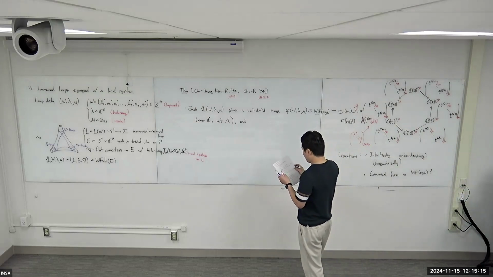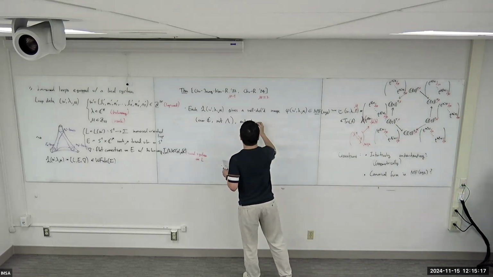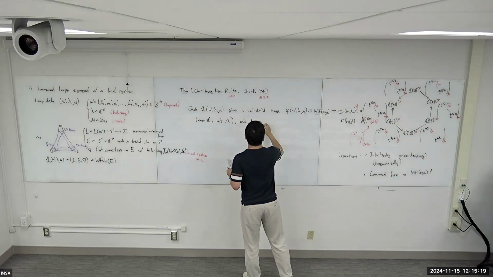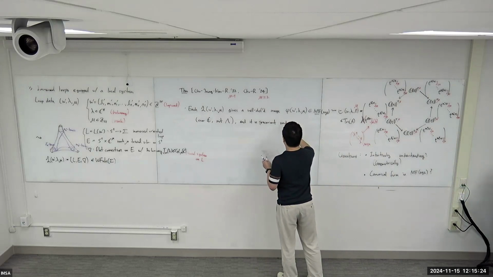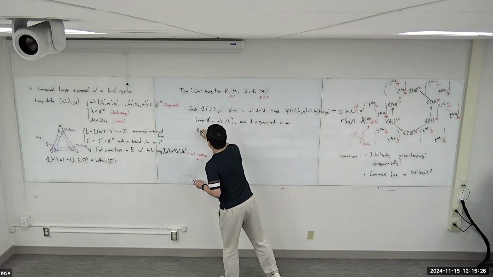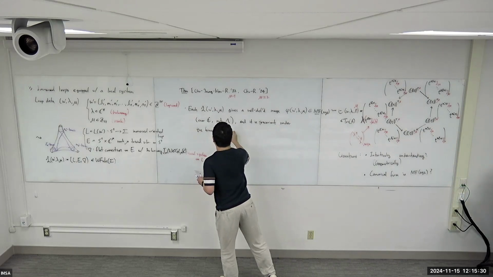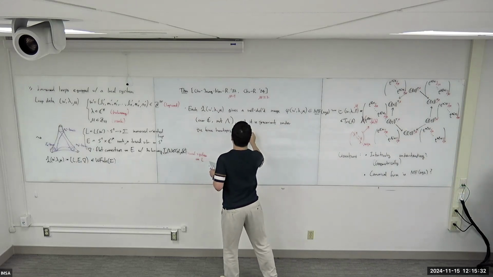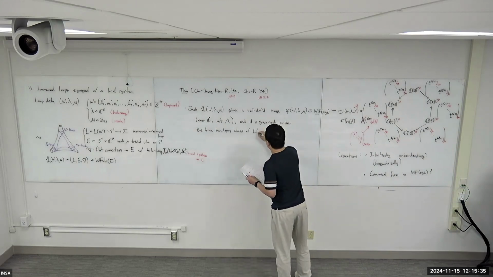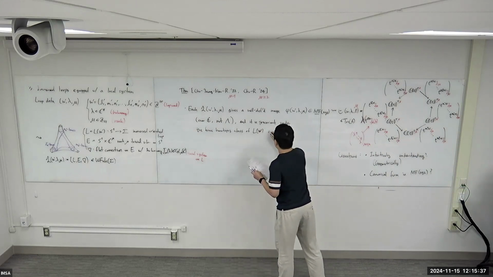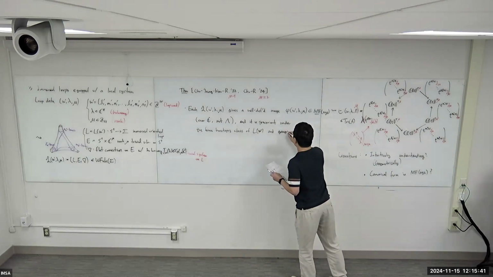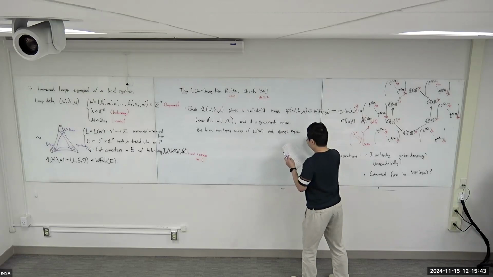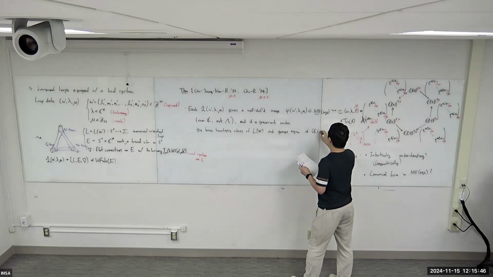Anyway, and the image is invariant under the homotopy class of the underlying loop L. We don't have to worry much about this. And the gauge equivalence class of our local system.